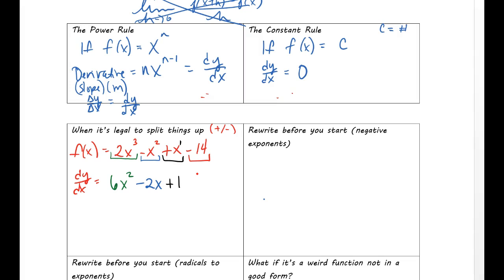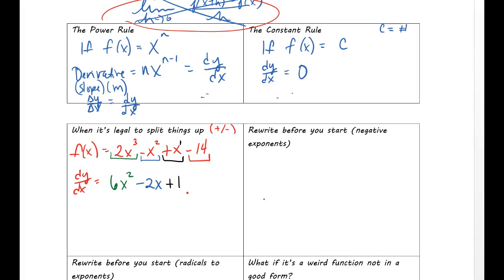Now here's what's super awesome about this. This derivative that looks like it's pretty long, okay? This is the same answer that you would get if you did the limit definition, this thing up here. If you did that with all of this huge equation and did all that algebra and all that canceling and factoring, okay? If you did that, you'd get the same thing. So way, way quicker. All right, cool. So that's definitely a when it's legal to split things up.